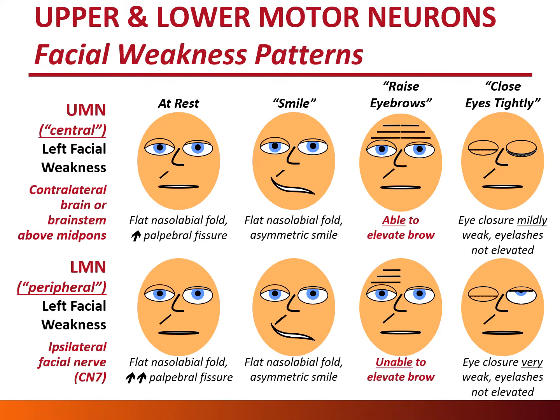The big difference between the lower motor neuron and upper motor neuron weakness is in the eyebrows. When asking a patient to elevate the brow, the lower motor neuron lesion or peripheral facial weakness will result in an inability to elevate the brow on the side of the lesion, whereas the unaffected, contralateral side will have normal eyebrow raising and wrinkling of the forehead. When asking a patient to close their eyes tightly, patients with lower motor neuron weakness of the face have profound eye closure difficulty, much more than with upper motor neuron lesions.